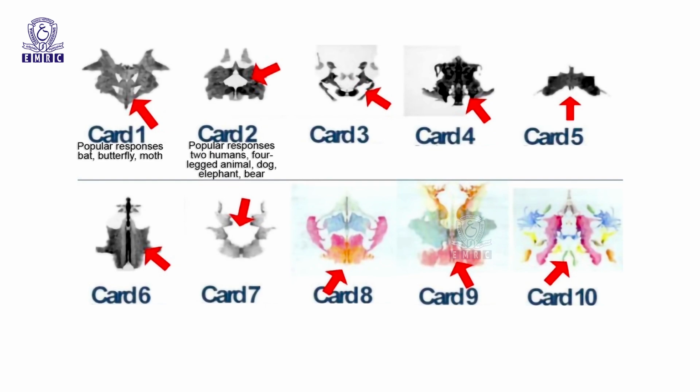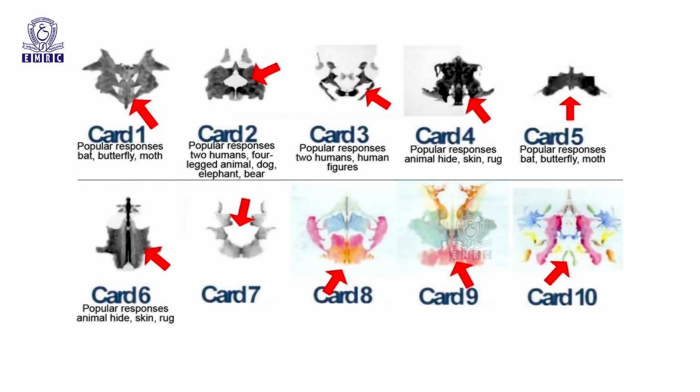For card 2, the popular responses were two humans, or four-legged animals such as dog, elephant or bear. For card 3, the popular responses included two human figures. For card 4, the popular responses included animal hide, skin and rug. For card 5, the popular responses included bat, butterfly or moth. For card 6, the popular responses included animal hide, skin and rug.